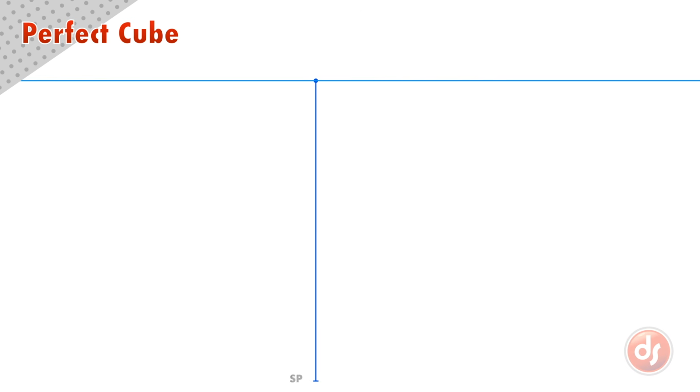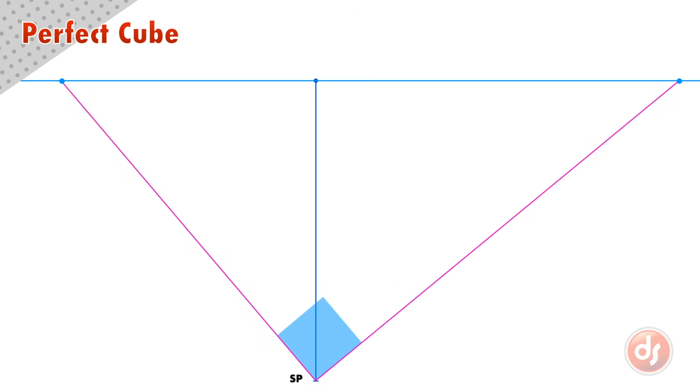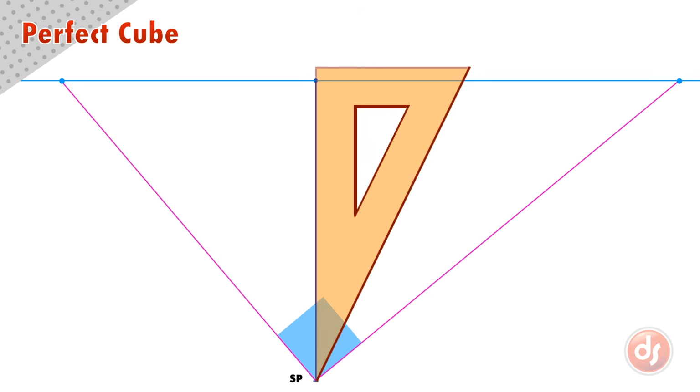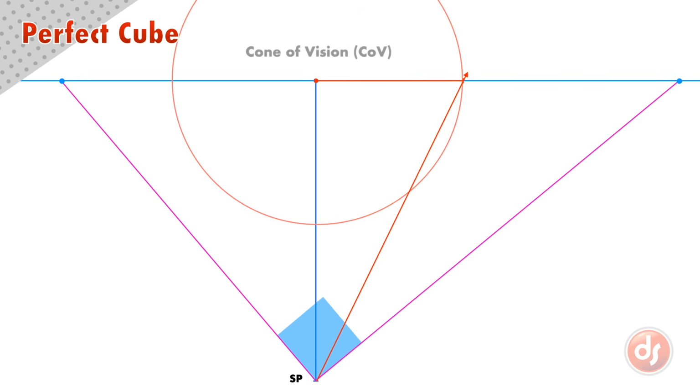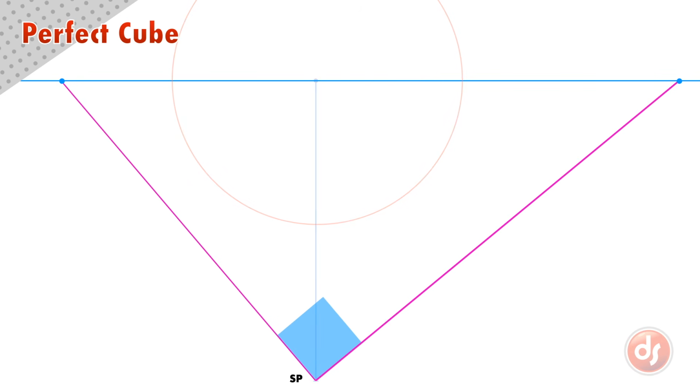We need to start with a station point so we can accurately choose vanishing points. From the station point, we need to use a 30-degree angle to draw the cone of vision. This way the box we create will be in the viewer's field of vision and free from distortion. Now we need to find the 45-degree vanishing point by using a 45-degree angle from the station point.